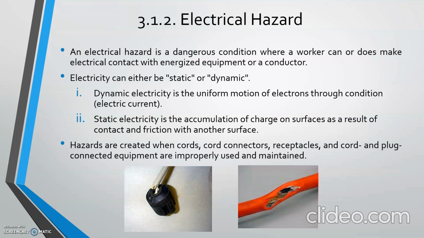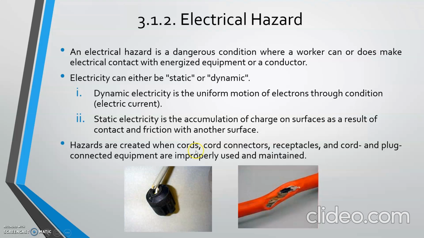Okay, now we are going to look into the second type of physical hazard, which is electrical hazard. An electrical hazard is a dangerous condition where a worker can or does make electrical contact with energized equipment or a conductor. Electricity can be either static or dynamic. Dynamic electricity means the uniform motion of electrons through conductors, so it means the electric current, while static electricity is the accumulation of charge on a surface as a result of contact and friction with another surface.